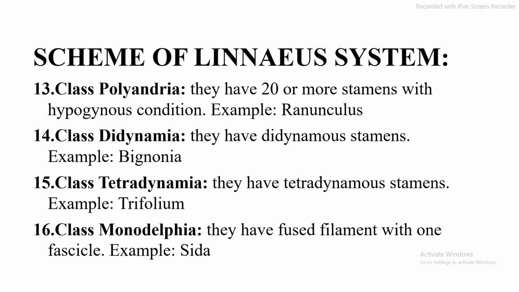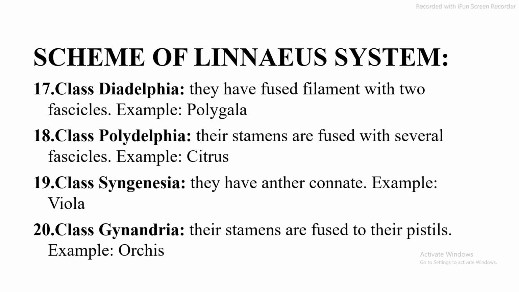Class Monadelphia. They have fused filaments in 1 fascicle. The example is Sida. Class Diadelphia. They have fused filaments in 2 fascicles. Example is Polygala. Class Polyadelphia. Their stamens are fused in several fascicles. Example is Citrus.